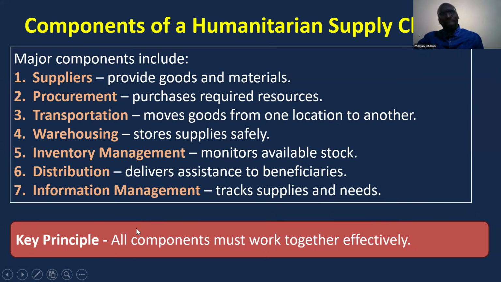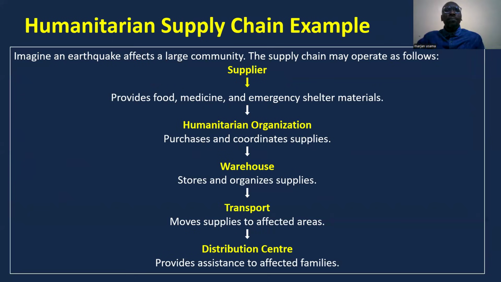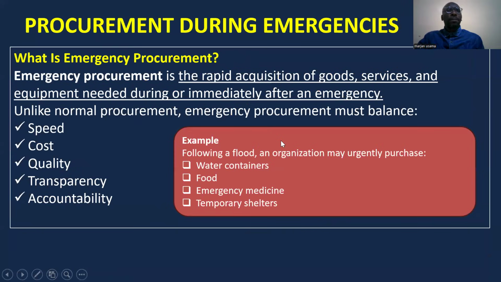So ultimately, the key principle is that all components must work together efficiently. From the supplier to procurement to transportation to the information management, they need to work together as a unit. Now, this is the humanitarian supply chain example.